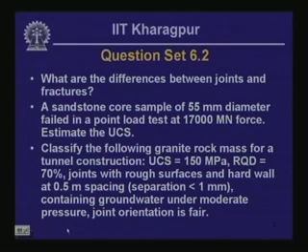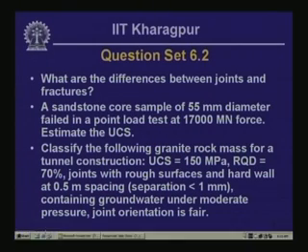The third problem was, classify the following granite rock mass for a tunnel construction. The UCS for an intact specimen of this type of rock was 150 MPa, RQD was 70%, joints were with rough surfaces and hard wall. The spacing of joints was 0.5 meter, and joint separation was less than 1 millimeter. The rock mass had groundwater in it under moderate pressure, and joint orientation was fair with respect to the tunnel alignment. Okay, so our problem then is to find out the RMR.